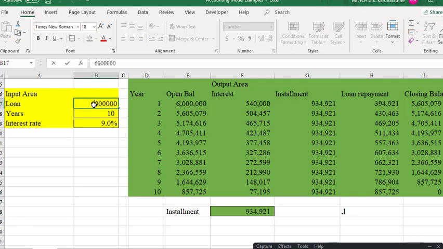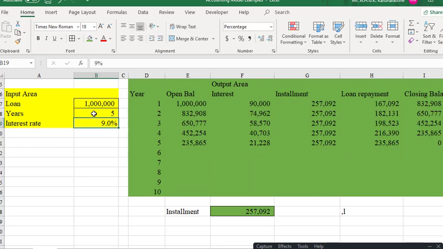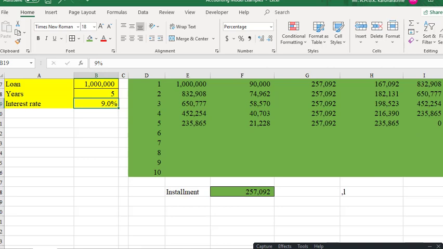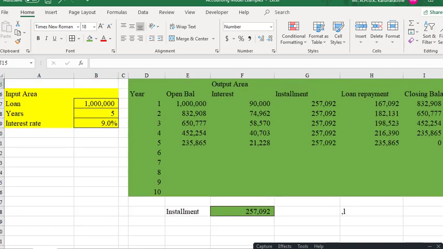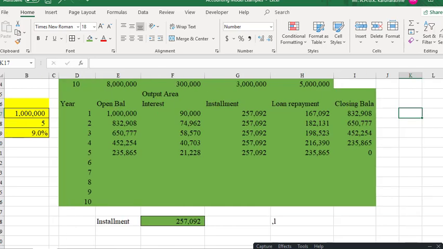Whenever a new customer comes to negotiate a loan, we can ask how much loan they require. Let's say that customer needs a 1 million loan. Then we ask how long the repayment period is. Let's say he's willing to go for 5 years, so just put 5 years. You can see here, whenever you alter this input area, your model automatically computes the required information very conveniently.